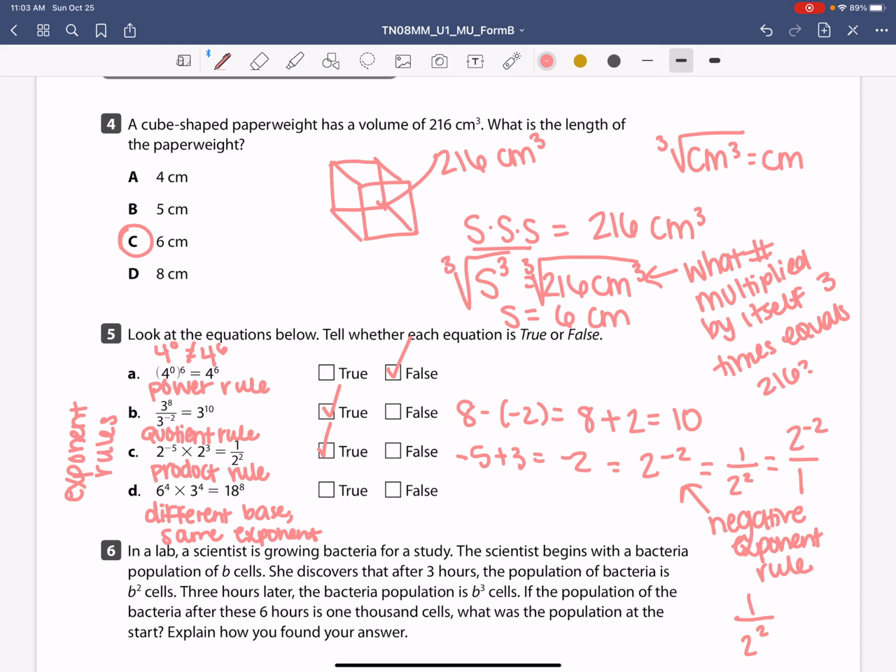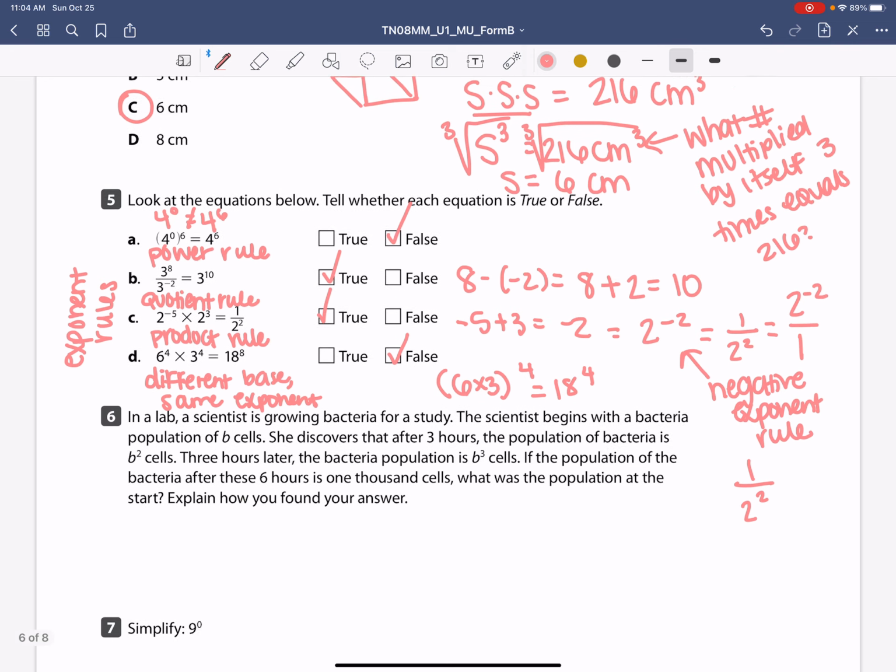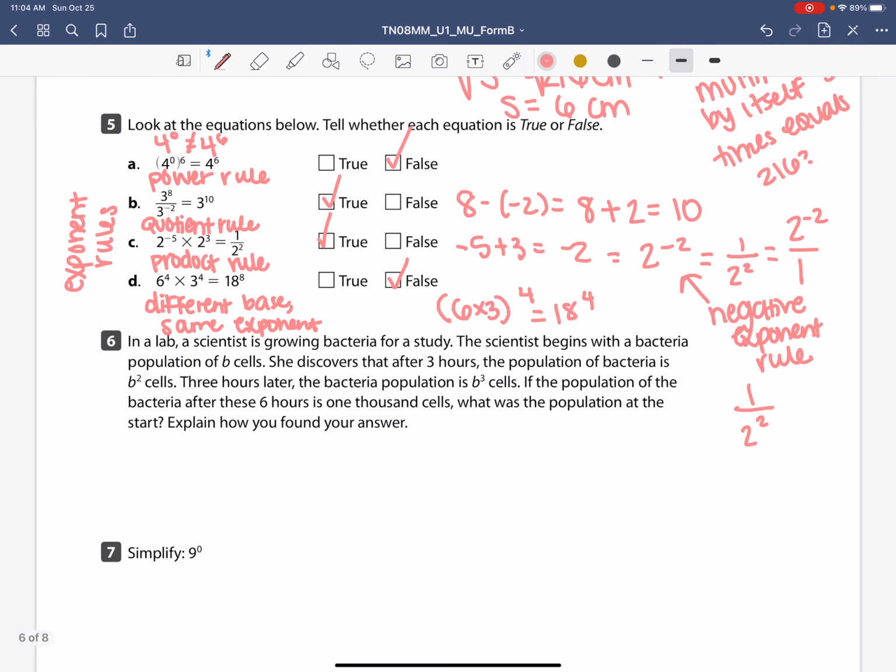But they kind of combined the different base same exponent rule and the product rule, and you can't do that. Okay, you do one at a time. So they should have just multiplied the bases and kept the exponent the same, but they didn't. So that's false.